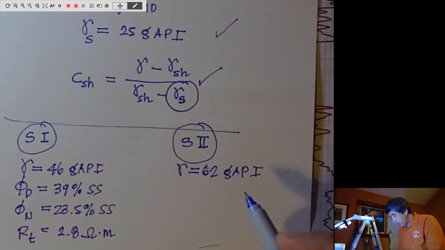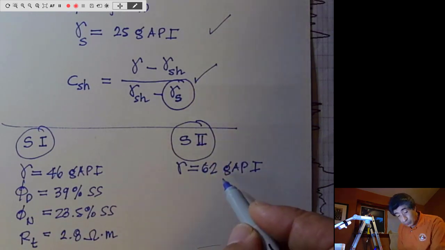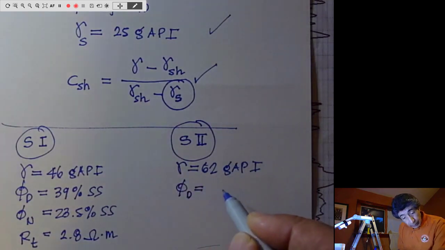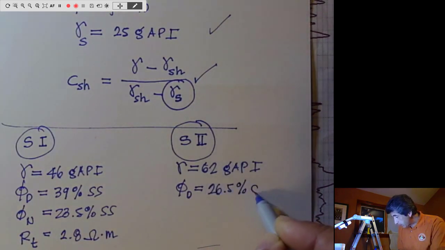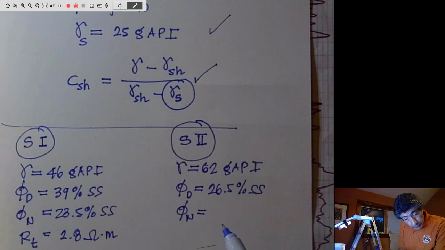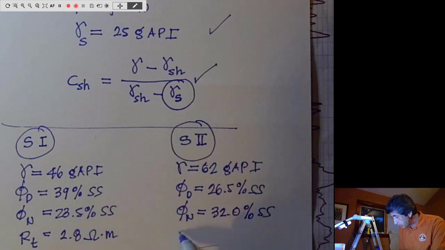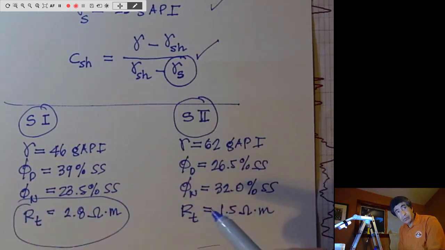All right, and then for sandstone 2, just to repeat the calculations, we have 62 GAPIs, and the density porosity log here is equal to 26.5% sandstone, and the neutron log here is equal to 32.0% sandstone porosity units, and RT is equal to 1.5 ohmmeters. What I want to point out is that these are very, very low values of resistivity, as I indicated before.